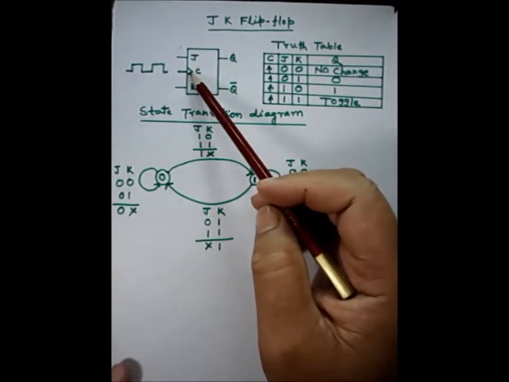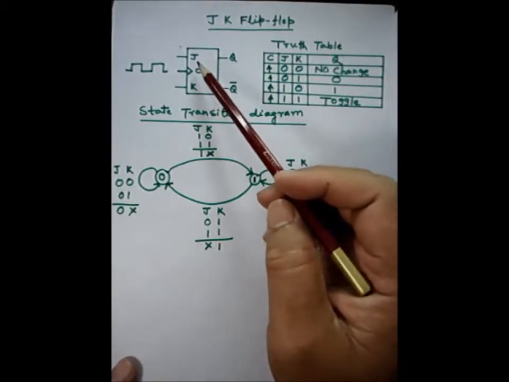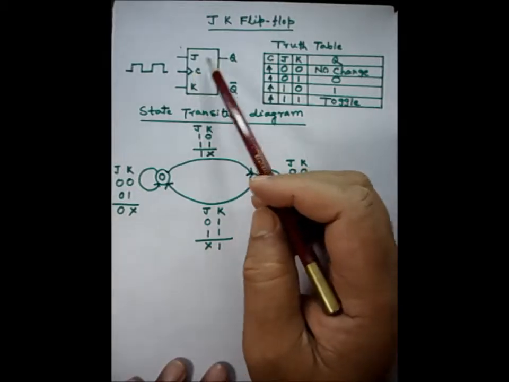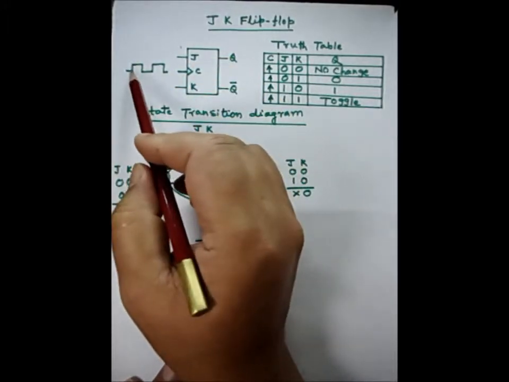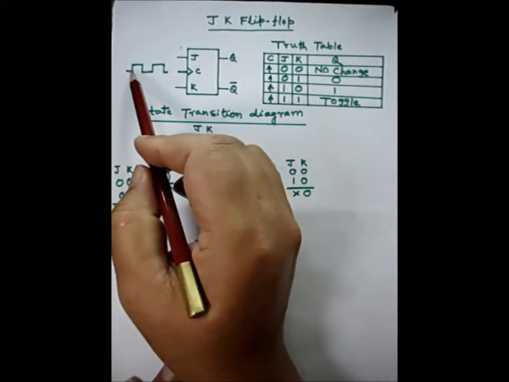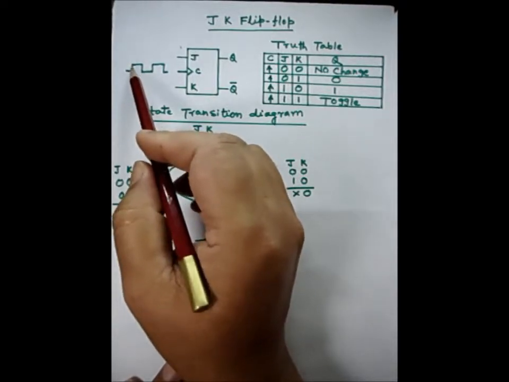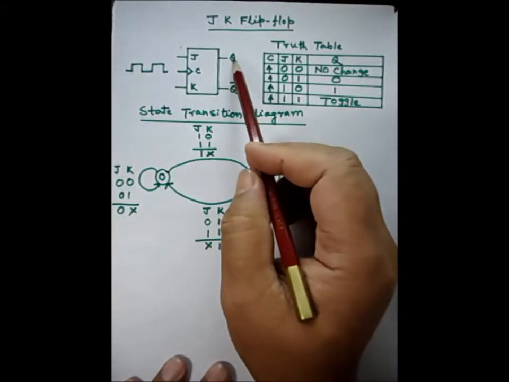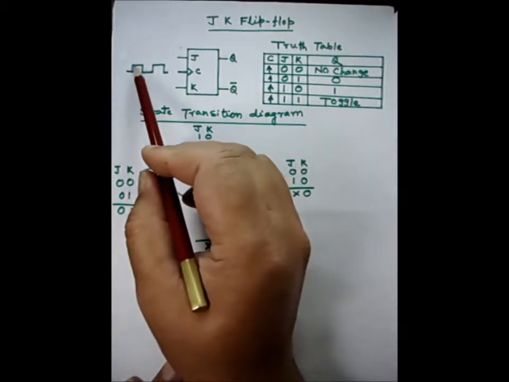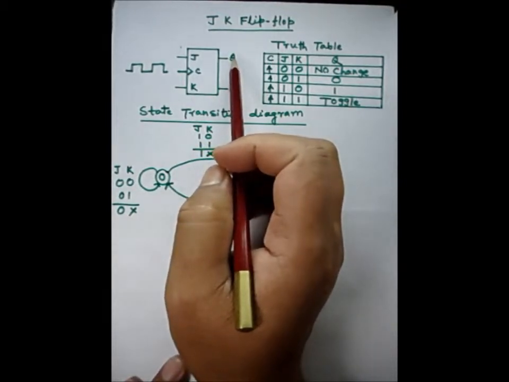Now there are two types: negative edge triggered and positive edge triggered. Let us take the positive edge triggered. Here the corresponding truth table has been shown. Positive edge triggered means that when the clock pulse changes its state from low to high, during this state only, the Q will change. The remaining time, the Q will not be affected. We'll come to the example afterwards.